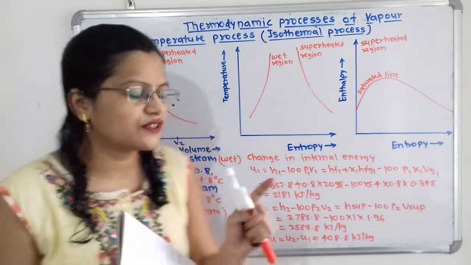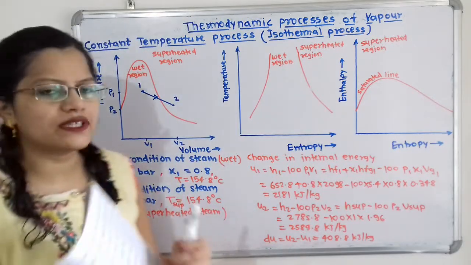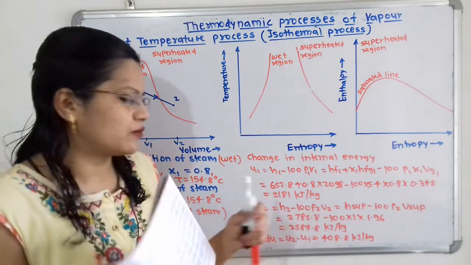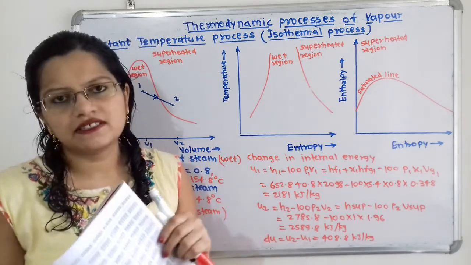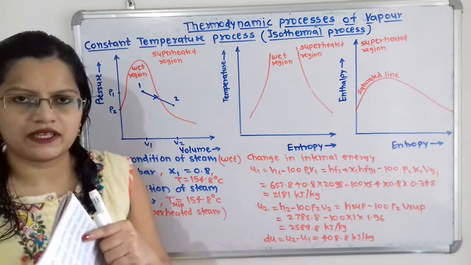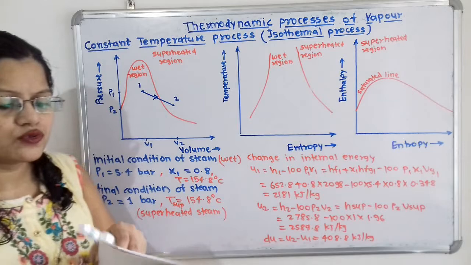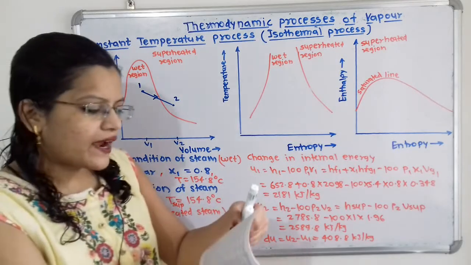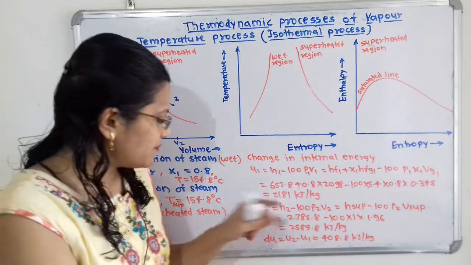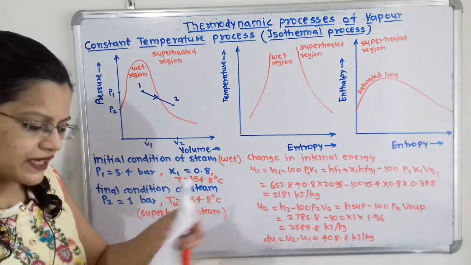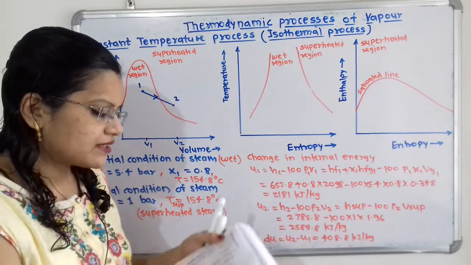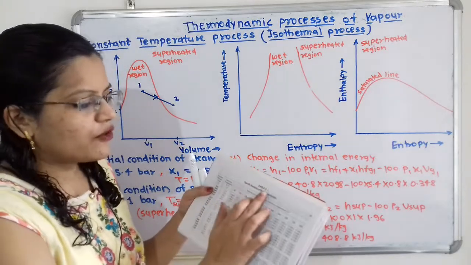So internal energy for superheated steam, U2 is equal to, again the formula, H2 minus 100 P2 V2. Now for superheated steam, we have to find out what is the value of H superheated. So we have to refer here to the superheated steam table. So at the end of this steam table, specific enthalpy for superheated steam is given. So we have to take that table, that is here is the specific enthalpy for superheated steam.